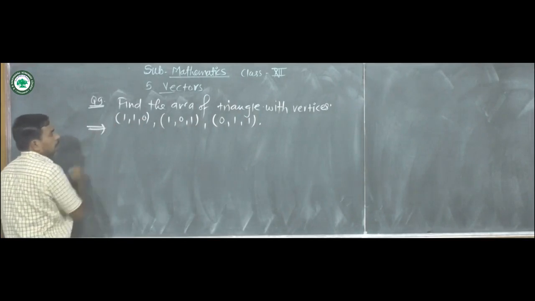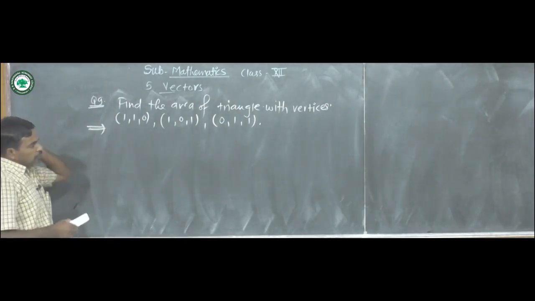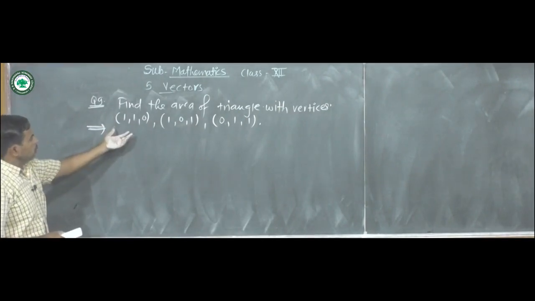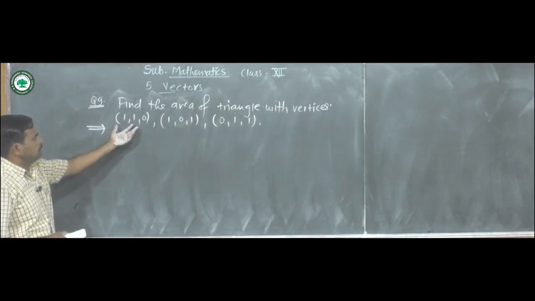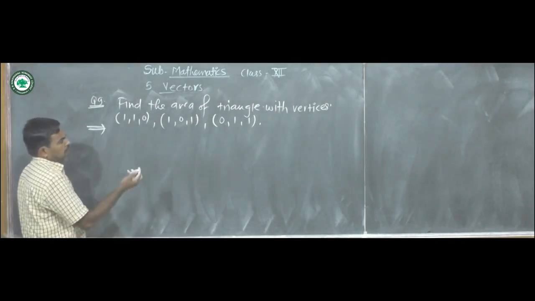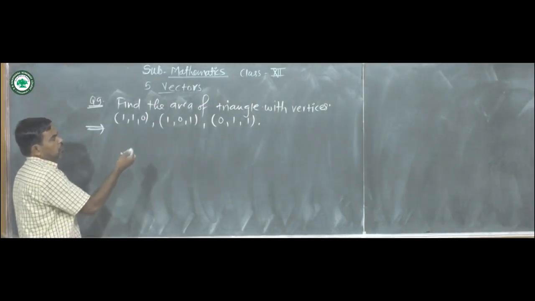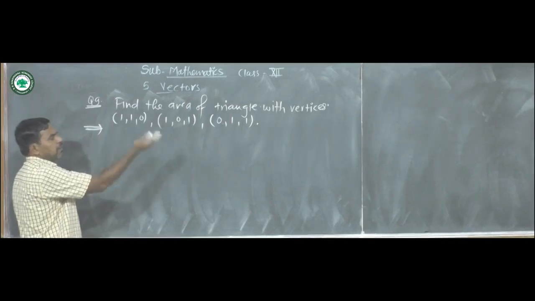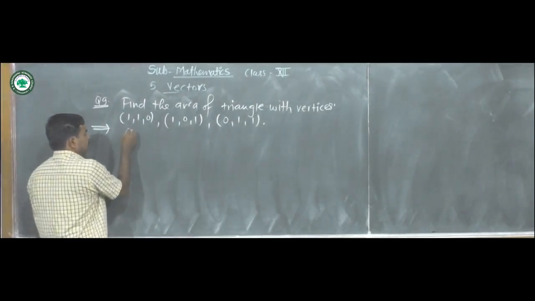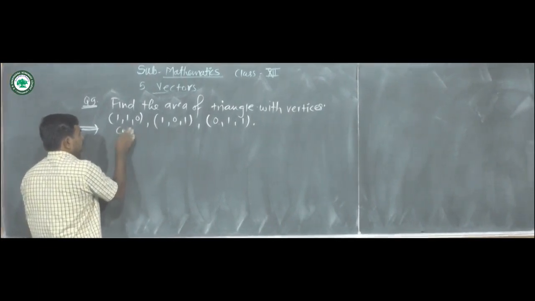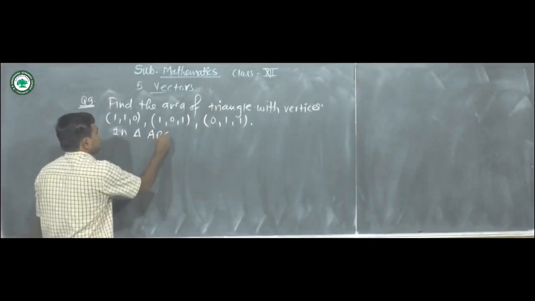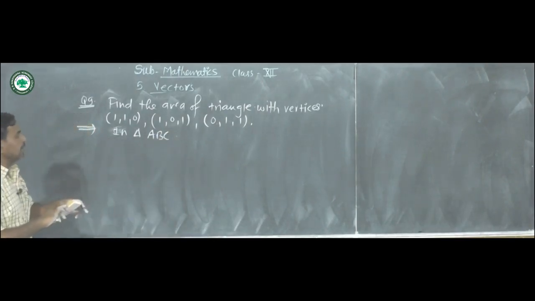Okay, see, here we have a triangle with these three vertices. The notations or names for these three points are not given, so you may denote it as triangle ABC, triangle PQR, and so on. So here, we consider the triangle as ABC.